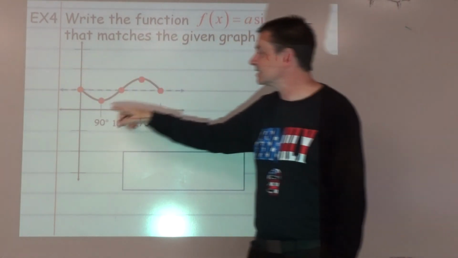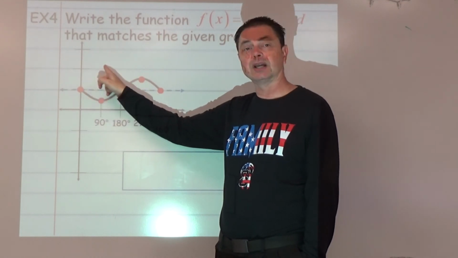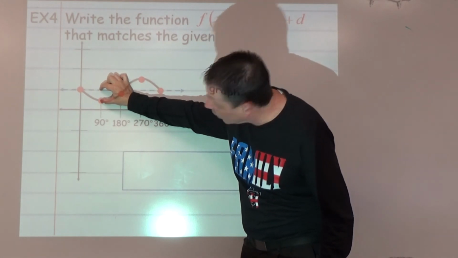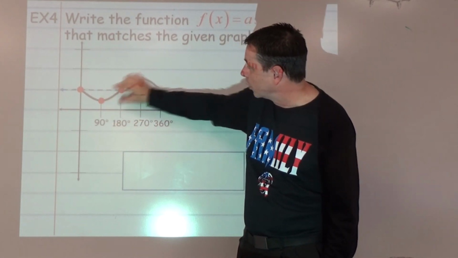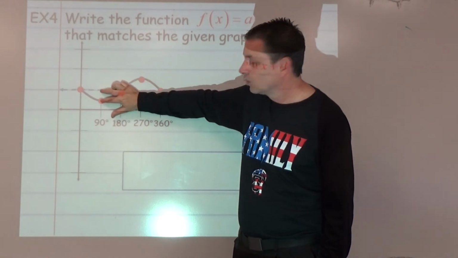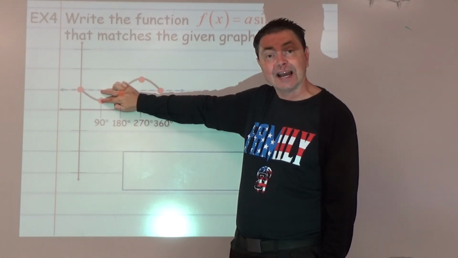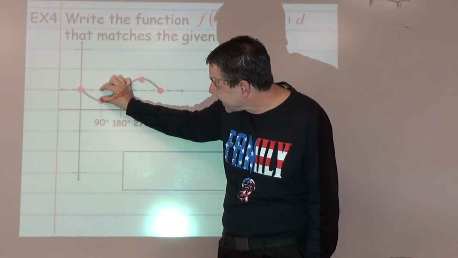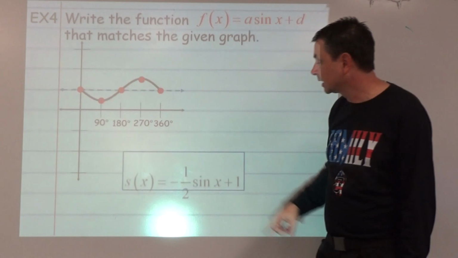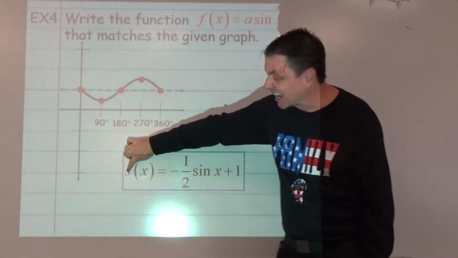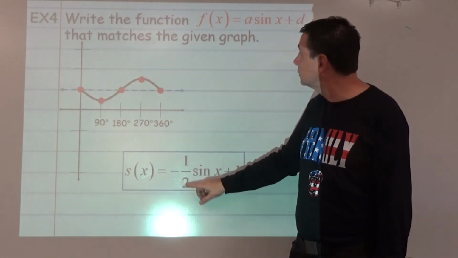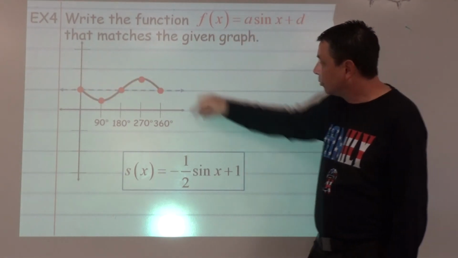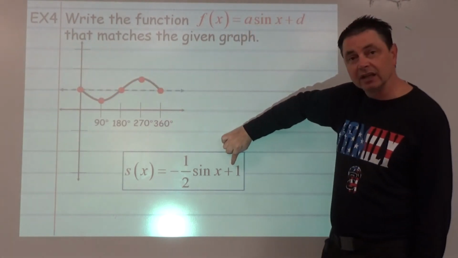Now the A is going to be positive if we're going up to start, negative if we're going down, so it's going to be negative. And then how far below the midline is that point, or this one above? What's that distance? It's a half. So A is negative because we went down first, a half because it's a half below the midline. There's our function. Probably should say f of x is equal to negative 1/2 sine x plus 1. This is the midline right there.